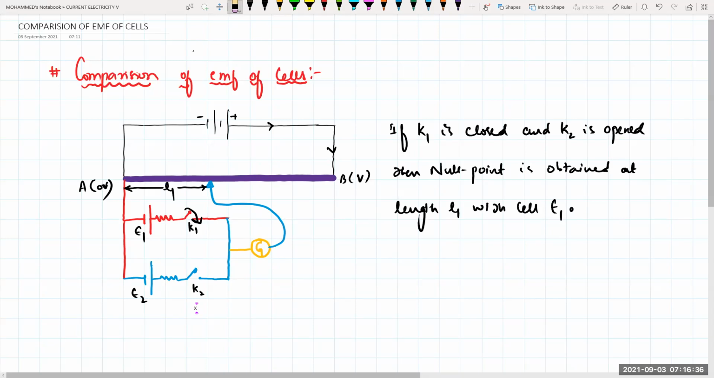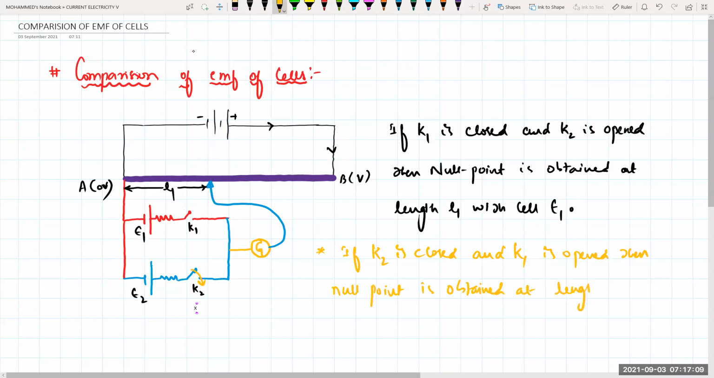Okay, now what I'm doing is I'm opening this one. Now I'm closing this part, K2. Now, if K2 is closed and switch K1 is opened, then the null point is obtained at length L2 with cell E2.